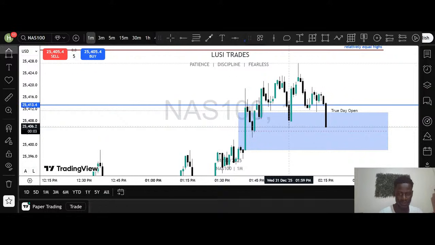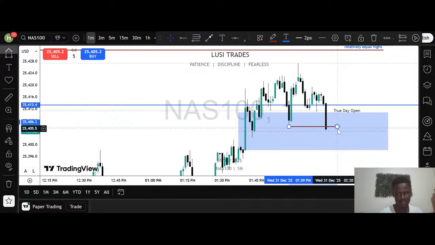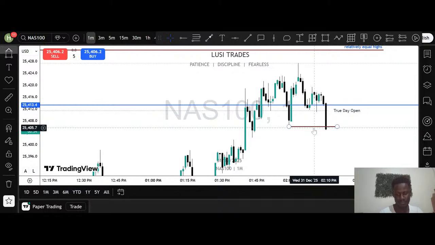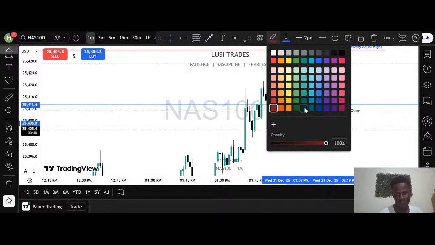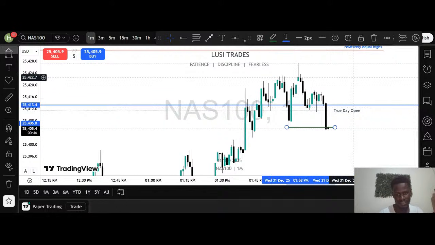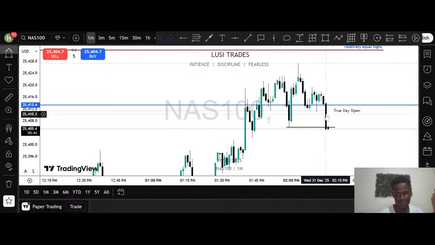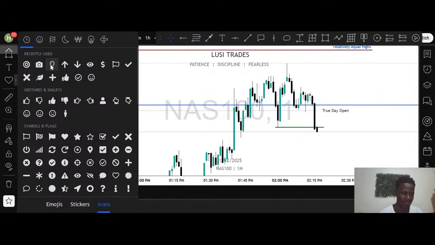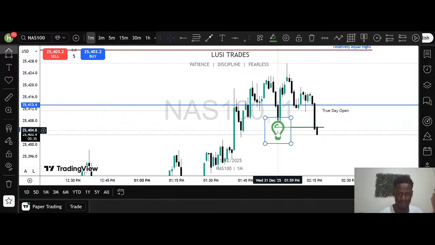So if we break below this, the way we're doing, so let me just remove this now. If we break below this, the way we are doing with speed and distance, the way it's doing, so what you want to see is some level of fair value gap there. So let me just highlight this way.